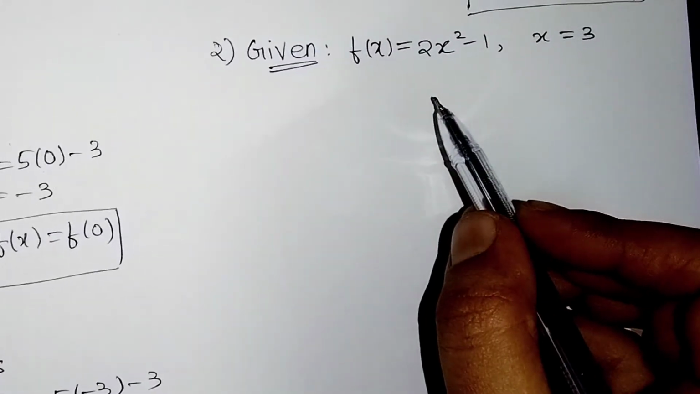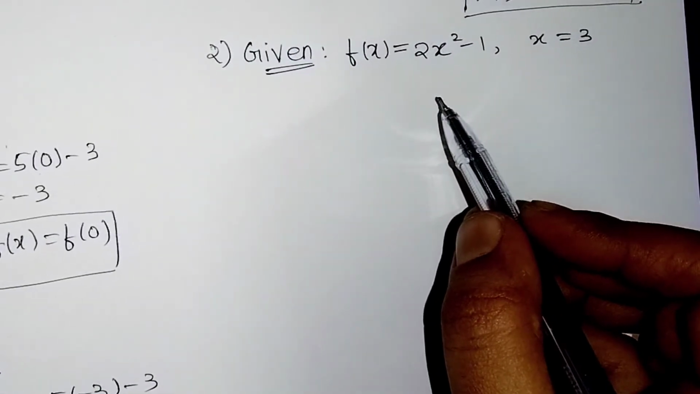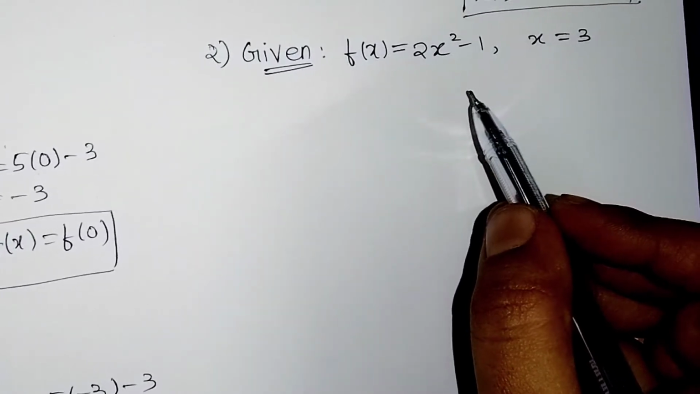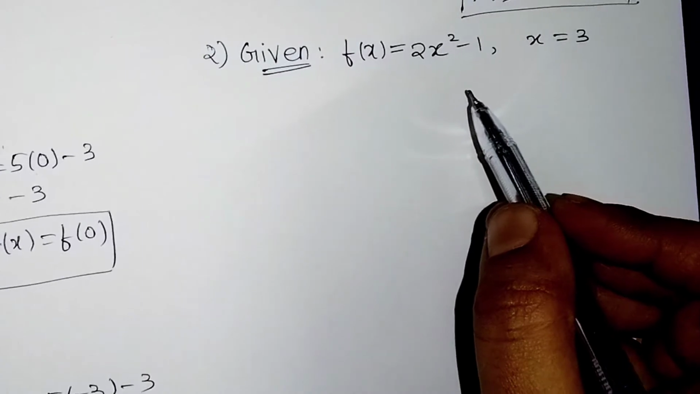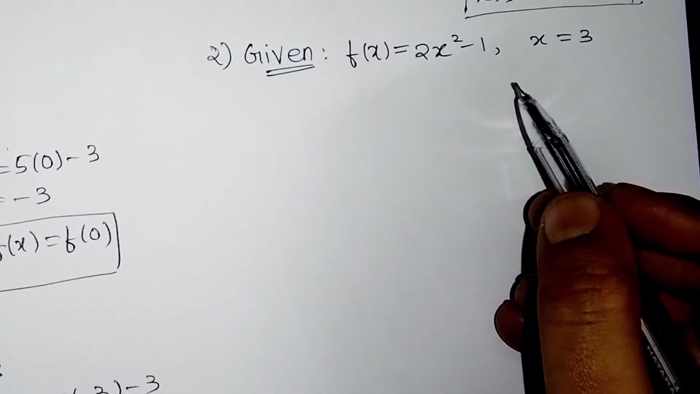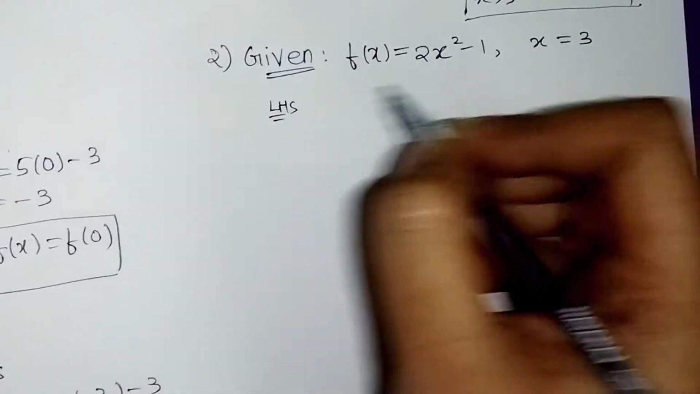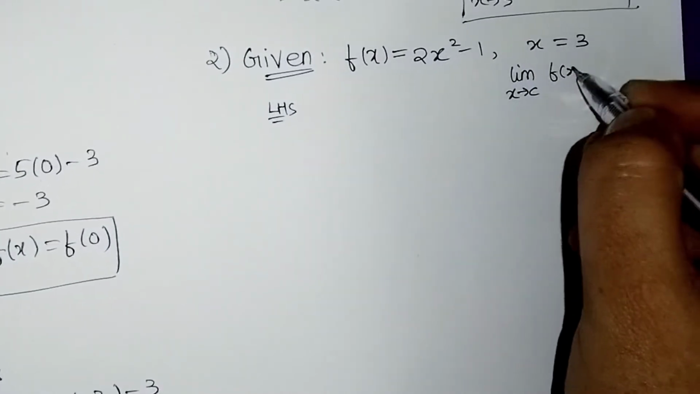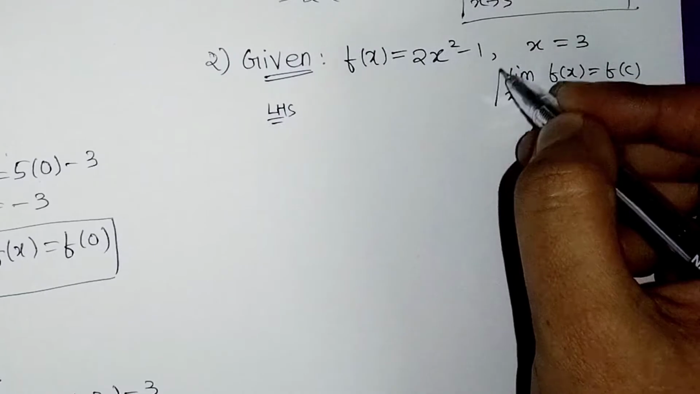We need to examine the continuity for the given function f(x) = 2x² - 1 at x = 3. We will use the same definition to check whether the given function is continuous or not. Let us write the definition first of all. Limit x tends to c of f(x) equals f(c). So this is the definition.